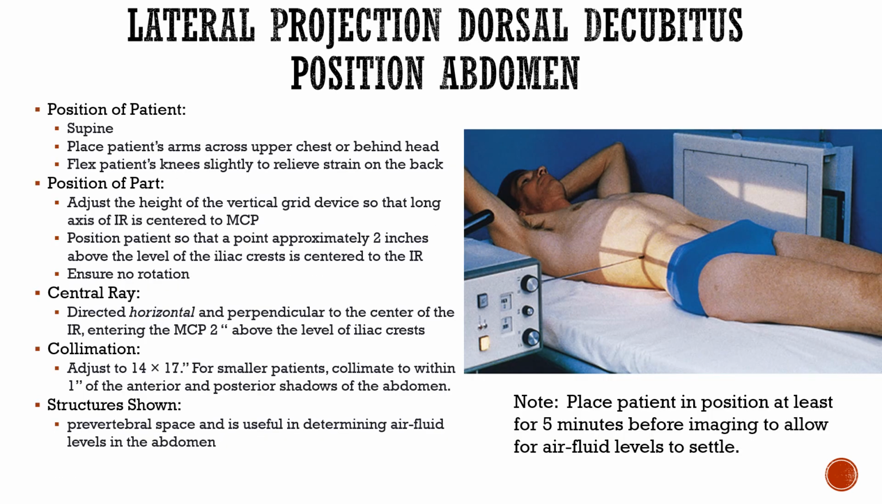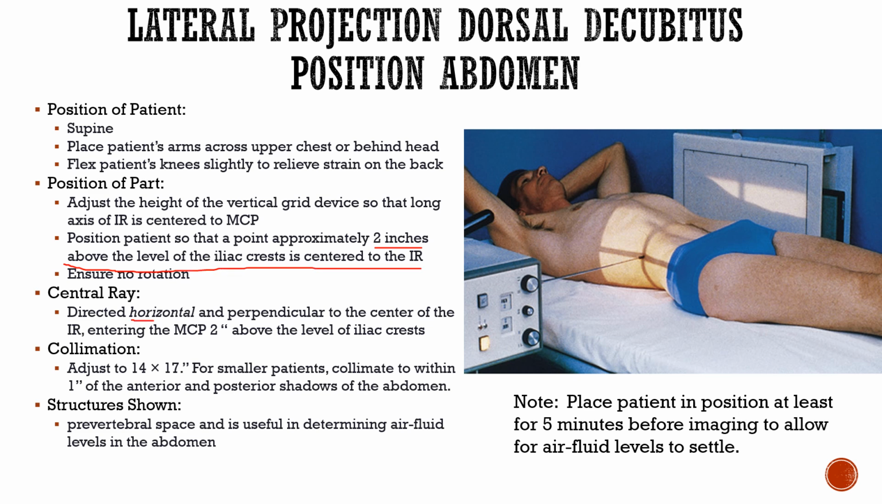The last possible image that we could do is if the patient is unable to even lie on their side. And so this would be a lateral projection, a dorsal decubitus position of the abdomen. This time you're going to put the arms behind the head, and you're going to make sure the vertical device is along the side and it's centered to the mid-coronal plane. We're still going to be centering 2 inches above the level of the iliac crest to ensure that we get the diaphragm on the image.